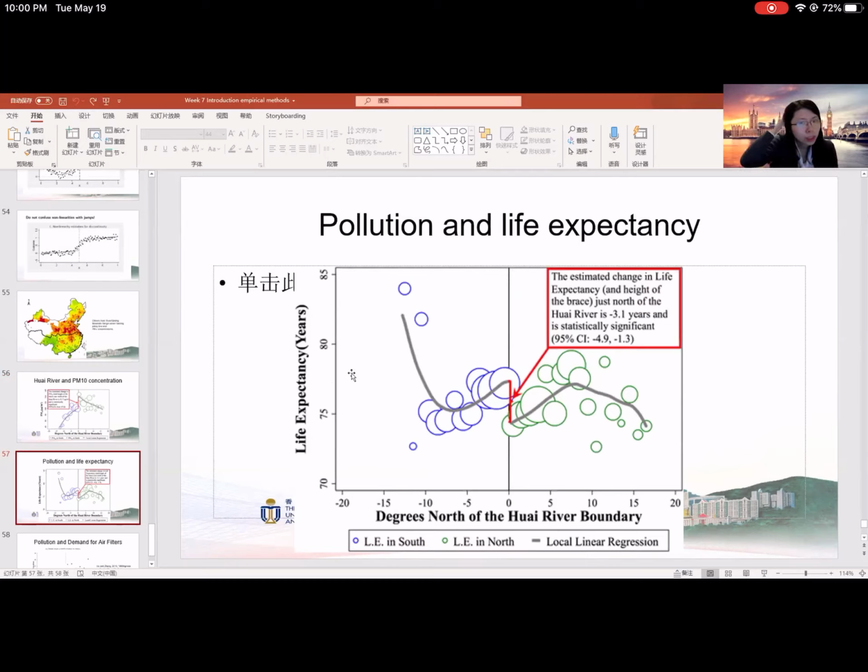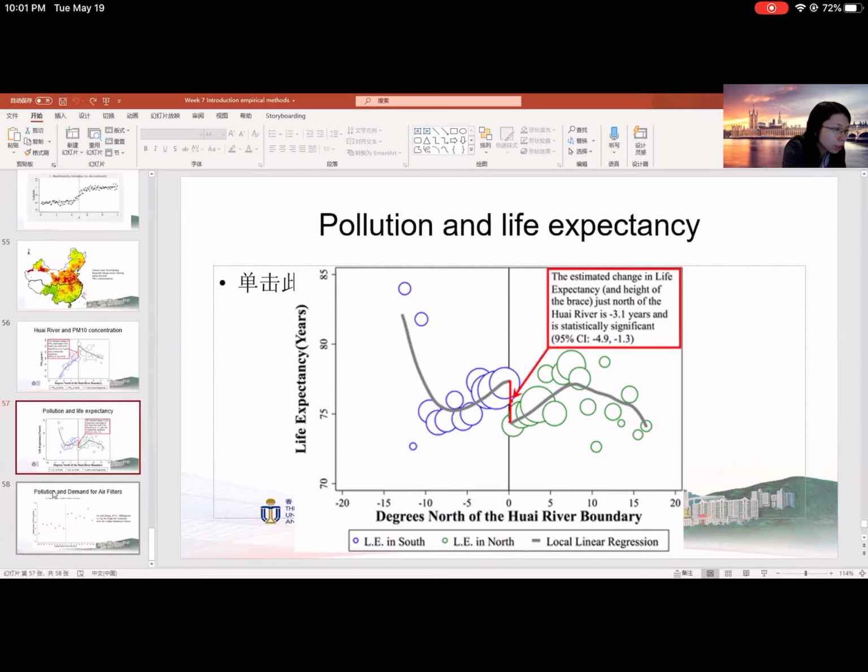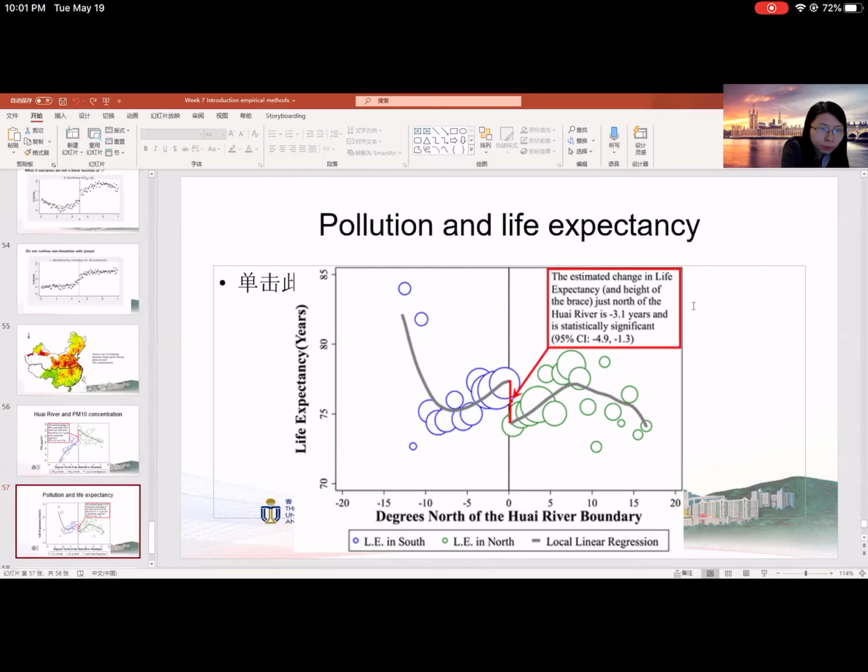Their results are basically the estimated change in life expectancy just north of the Huai River. If you move from a city adjacent to the Huai River to the south to a city adjacent to the Huai River to the north, people on average live 3 years less, and it's statistically significant. And basically, you can convert this to how variation in pollution affects health or life expectancy, using being north of the Huai River as an instrument for pollution, right? That's what the instrumental variable is about.